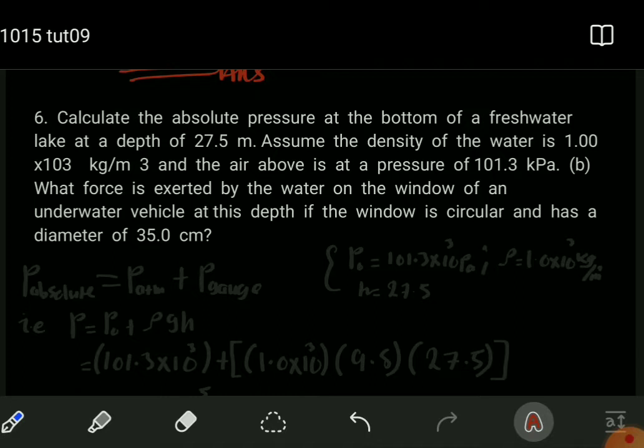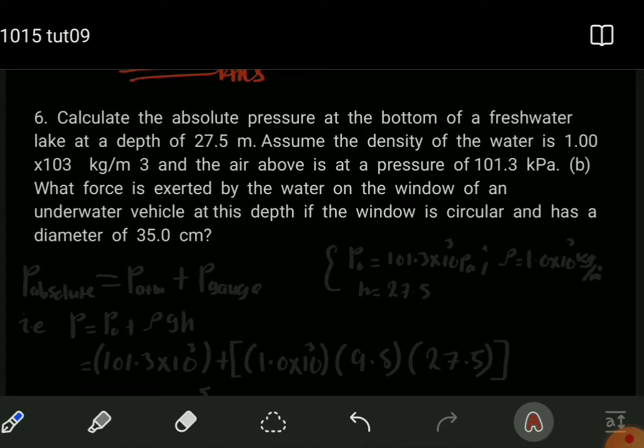Okay, so let us find the absolute pressure first, and then after that we are going to determine the force exerted by this water on a window of an underwater vehicle at that depth, if the window is circular and has a diameter of 35 centimeters. Alright, so first things first, let us determine the absolute pressure at a depth of 27.5 meters.